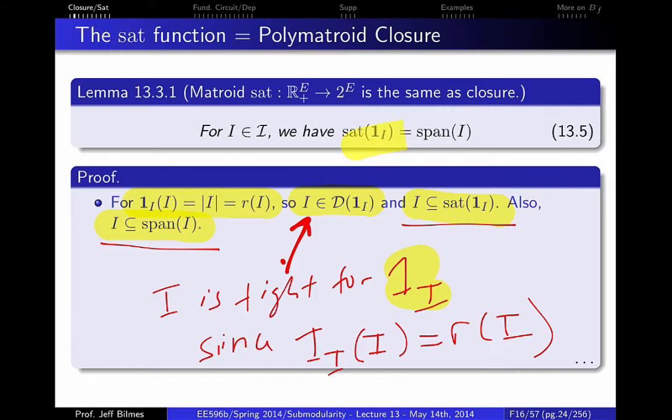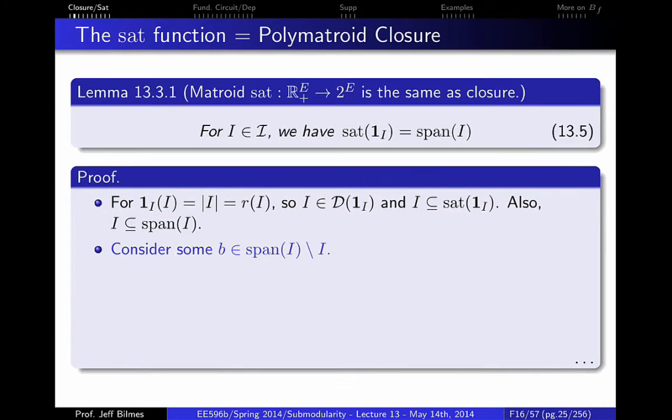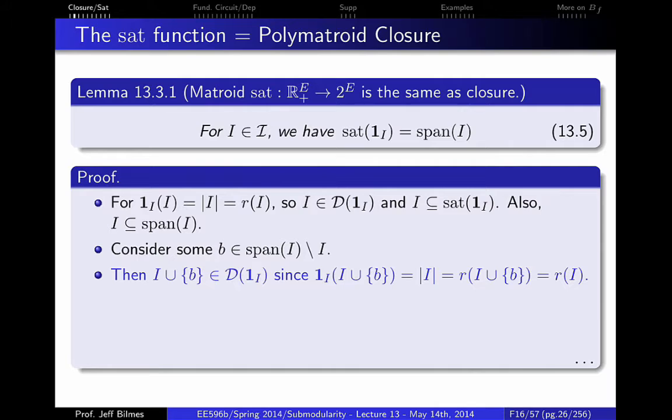Remember, what we're trying to do is show that these things are identical. Now consider some B in the span of I that's not in I. Okay? Then we have that this is still a tight set. The reason why it's a tight set is because when we look at this quantity here, if we add B to I, since it's the 1 sub I vector, the element B has got value 0, and so when we count up that element, it's still going to be 0. So it's still going to be the size of I. But because we chose B in the span, that's equal to the rank, which is equal to I.